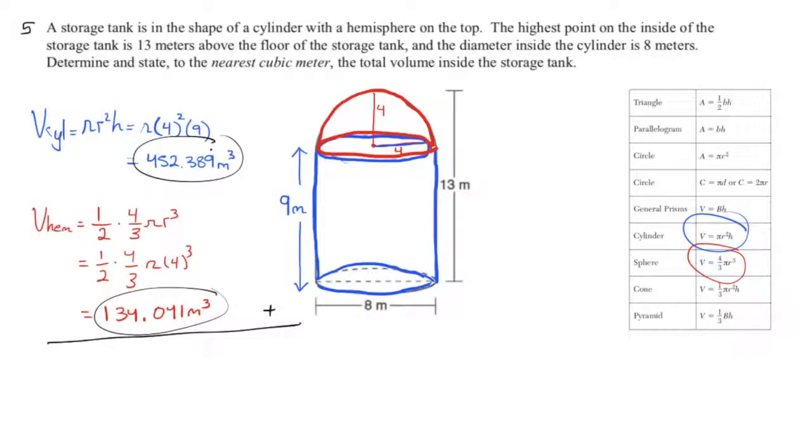And as usual, I'll be adding this and that, which in my calculator is going to give me 586.43 or so, but then again, they did say state to the nearest cubic meter, so we're just going to knock off the .43, round down to 586 meters cubed for the total volume of our tank.